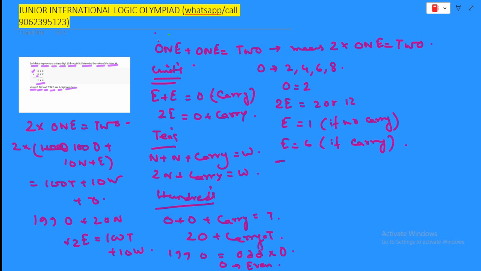Okay, let's try E equal to 1, that is the simple case. Now the digits we have used: O is 2, E is 1. Now tens. So 2N is W. Try N equal to 3. So W is 6. Now the digits are O 2, N 3, E 1 and W 6, all different.